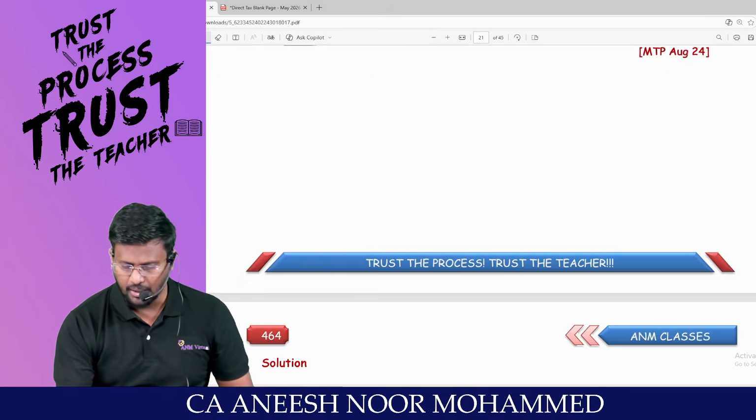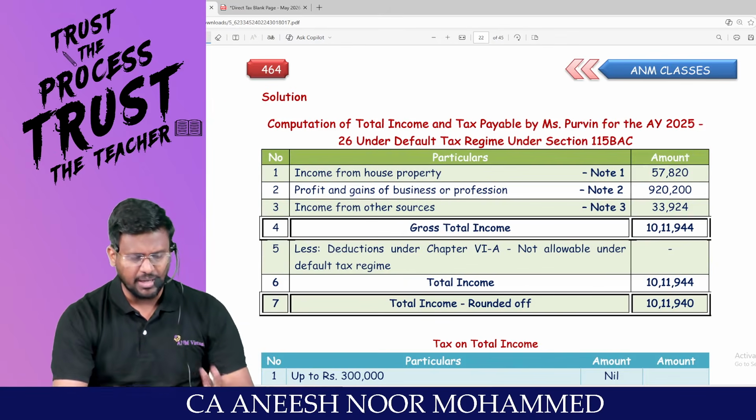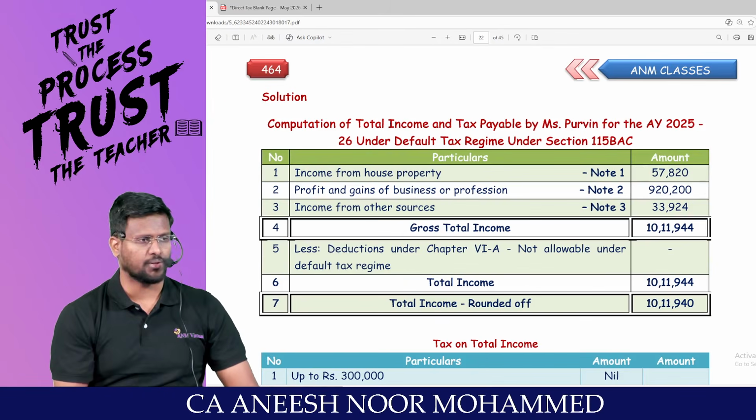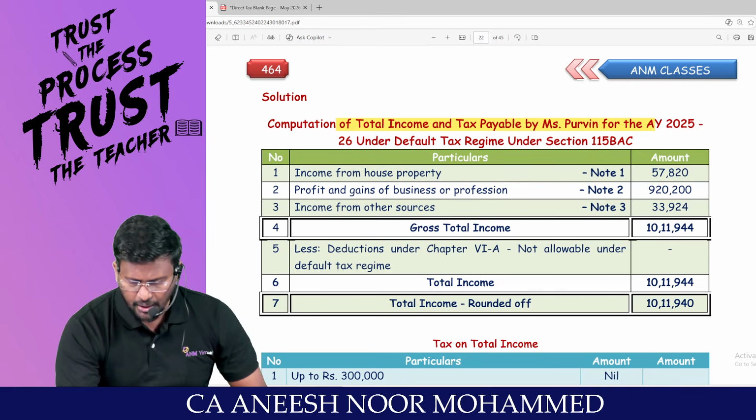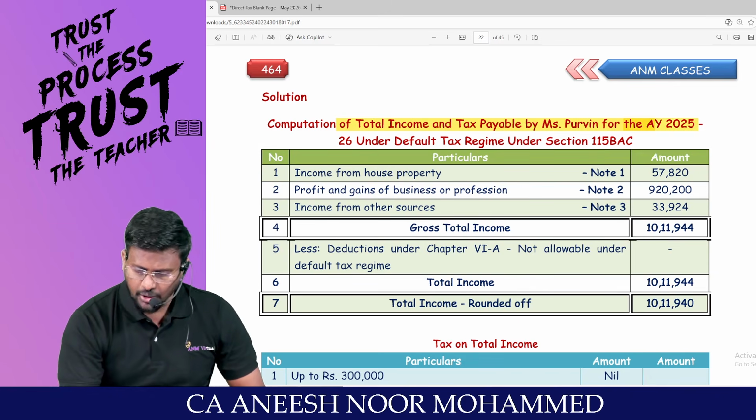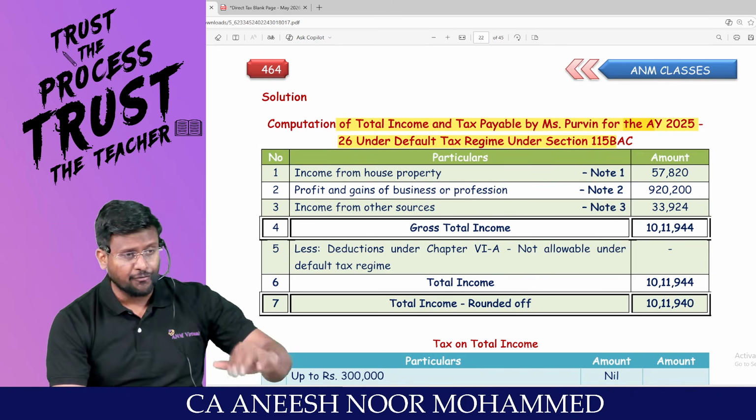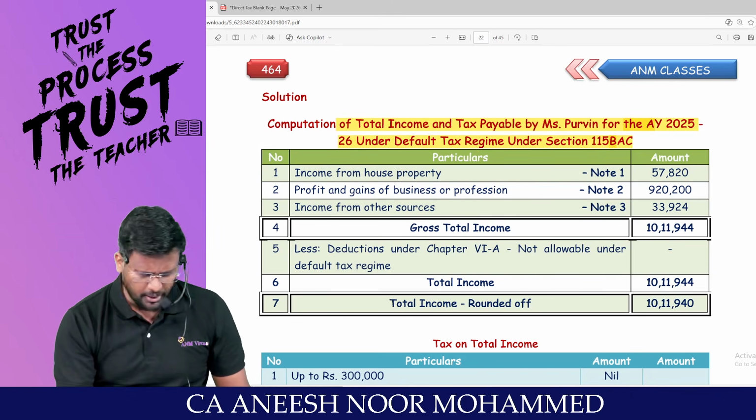Then we will move into the default tax regime. I believe that you are able to handle this question. Computation of total income and tax payable by Mr. Purvin for assessment year 25-26 under the default tax regime. First they are putting, okay fine, we can put no problem at all.